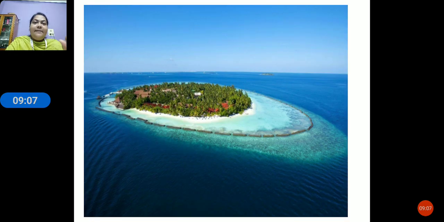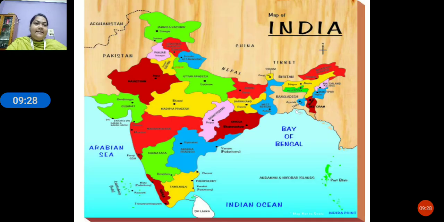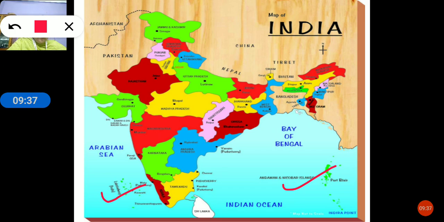Then let us see about the islands. An island is a piece of land covered by water on all sides. You should remember that India has two groups of islands: the Andaman and Nicobar in the east and the Lakshadweep Islands in the west. These islands are known for their natural beauty.